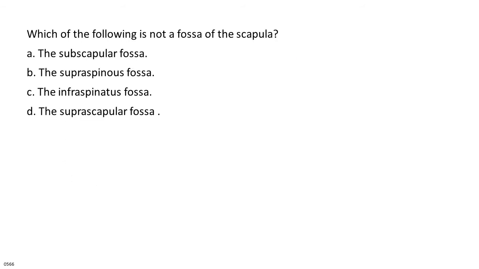Which of the following is not a fossa of the scapula? A. The subscapular fossa. B. The supraspinous fossa. C. The infraspinatus fossa. D. The suprascapular fossa.